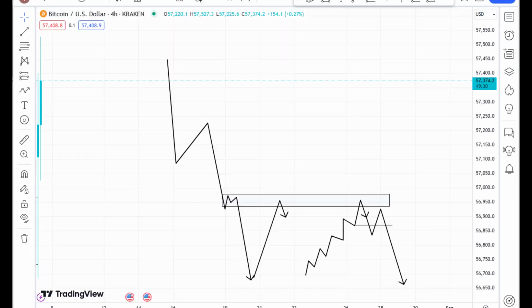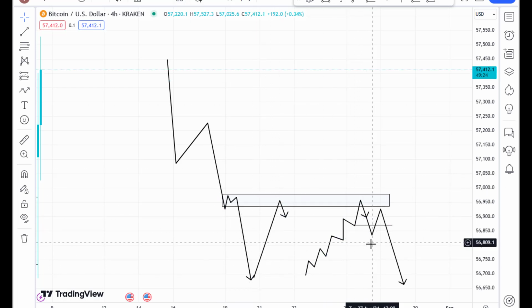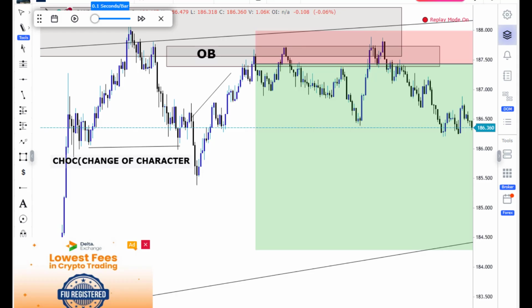This is what we demonstrated here. This is what we had in the 15 minutes. This is what we have in a day, in the bigger time frame. So we want to wait for a change of character. Now let's go back to our charts here.